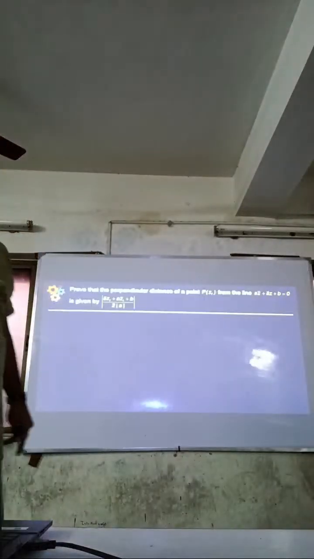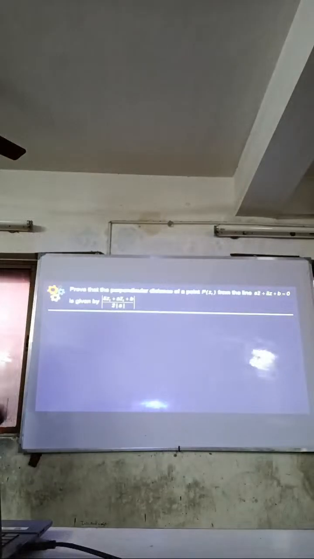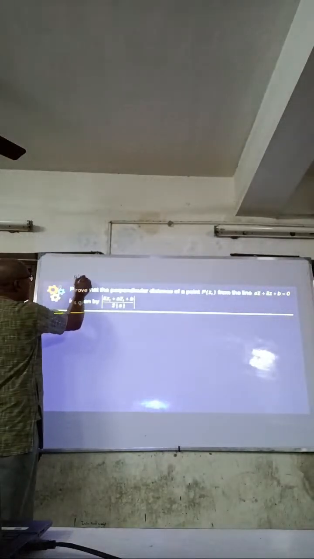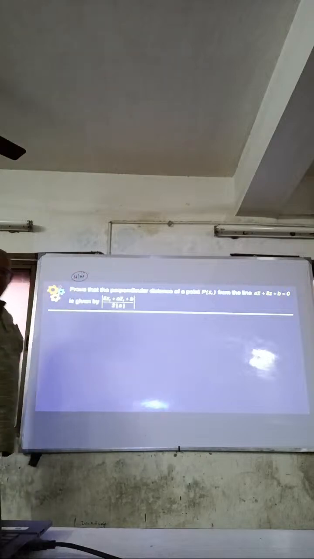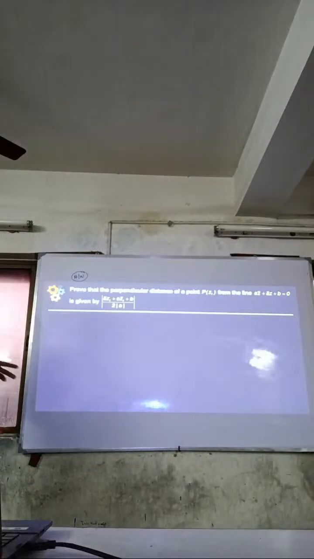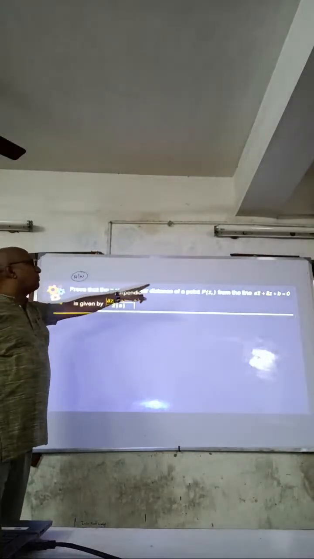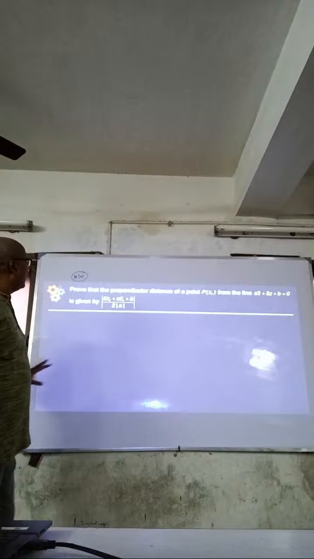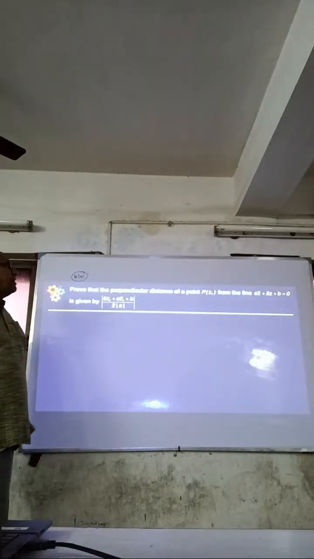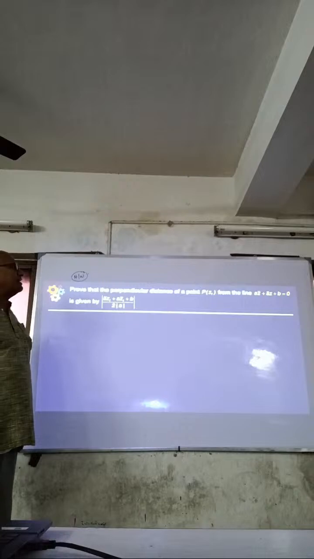Okay now, this will be a homework. I'm not going to do this one. This is slide number 33. Prove that the perpendicular distance of the point from the line is given by this. Prove that the perpendicular distance of a point from the line.